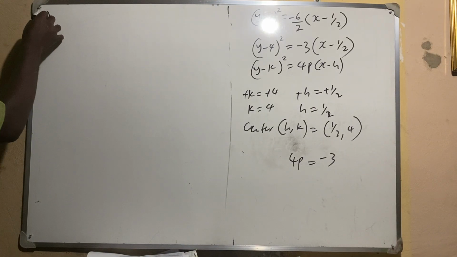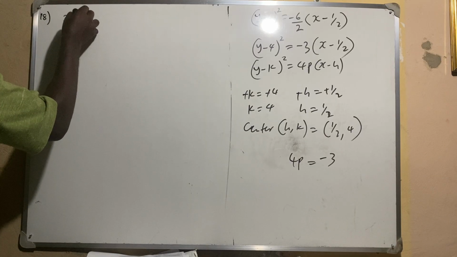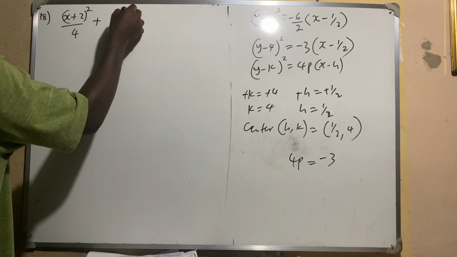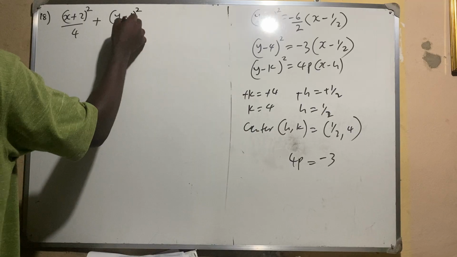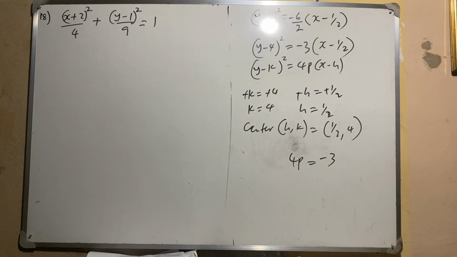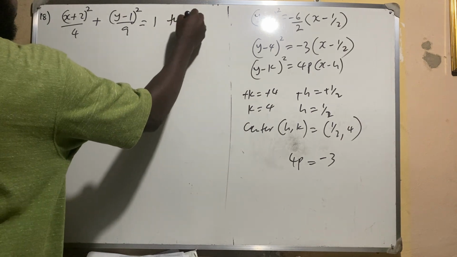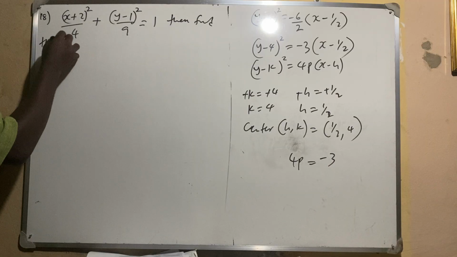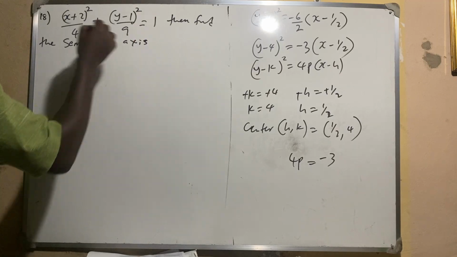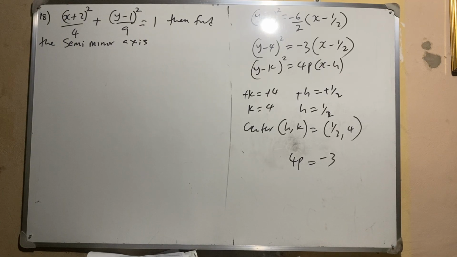So question number 18. Question number 18 said I have x plus 2 all squared all over 4 plus y minus 1 all squared all over 9 is equal to 1. Okay, now then I said that the semi-minor axis is dash. Find the semi-minor axis. Okay, now if you look, this is an ellipse equation.